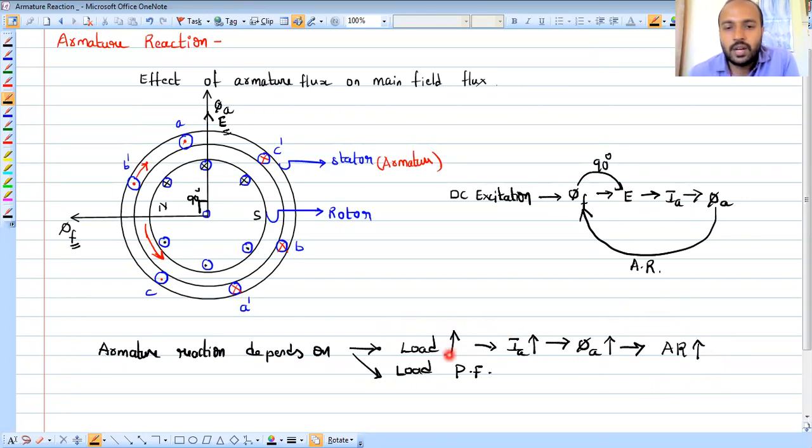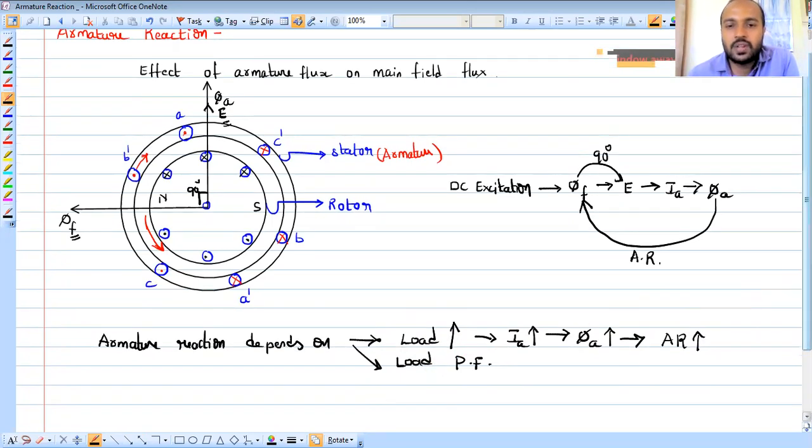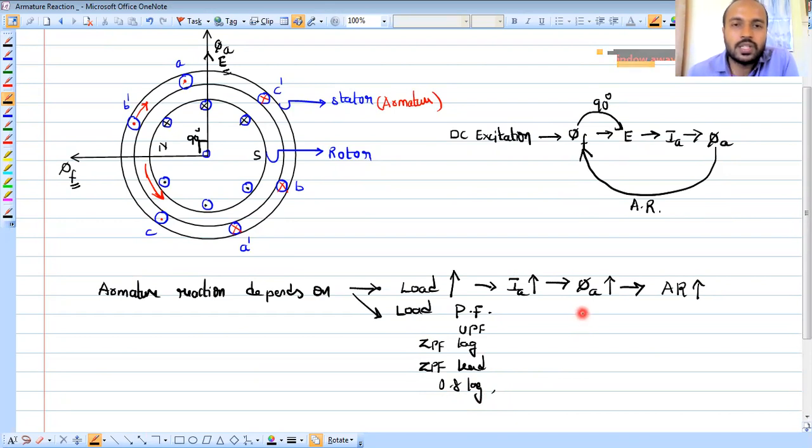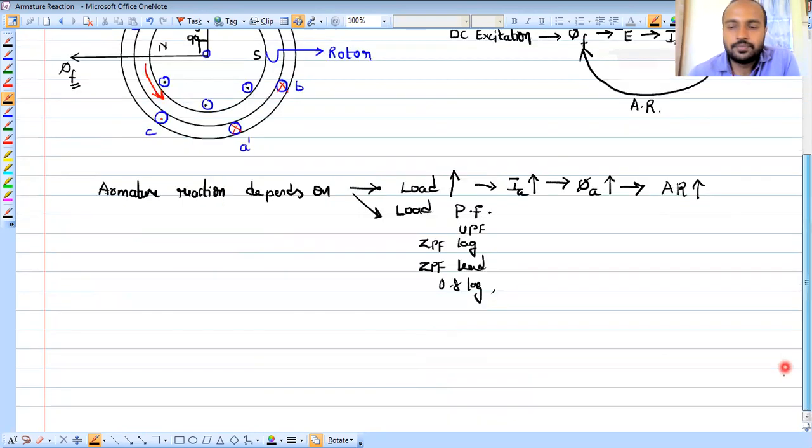Isn't it clear? And we need to see the effect of power factor on armature reaction. Let us try to analyze for different power factors. We know we have unity power factor, lagging power factor, leading power factor. The cases are zero power factor lagging, zero power factor leading, or 0.8 lagging. For different cases we will see one by one, okay, how this armature reaction effect will vary. Let us see one by one.